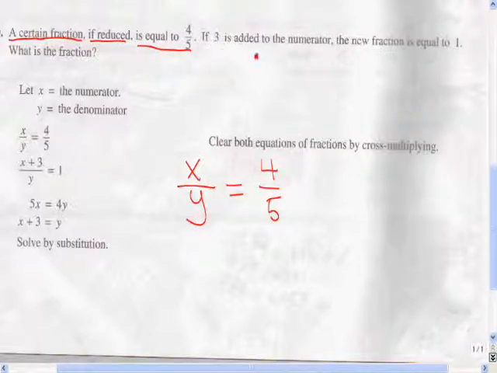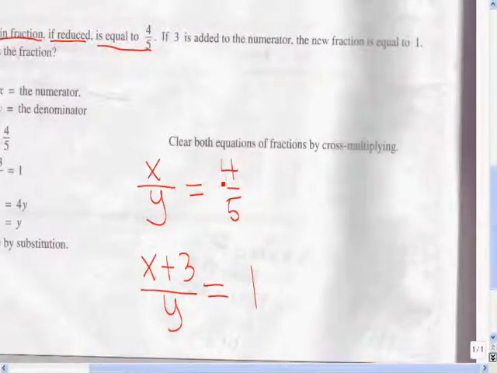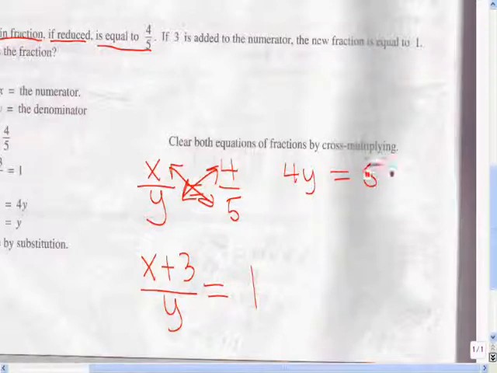Then they tell us if 3 is added to the numerator, so let's add 3 to the numerator, over y. The y doesn't change. The denominator doesn't change, so we leave it the same. The new fraction equals 1, so let's make it equal to 1. Now, just by looking at it, what my instinct tells me to do is to cross multiply. Whenever you see two fractions and there's one on each side of the equal sign, just cross multiply. So 4 times y is 4y, and x times 5 is 5x.